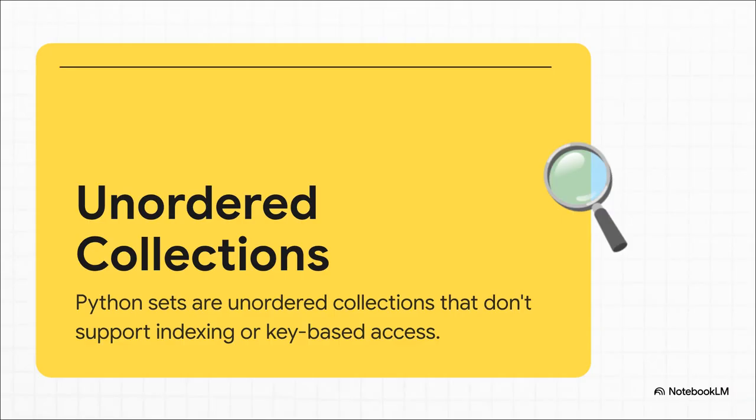And here it is, the big reason why indexing doesn't work. Python sets are fundamentally unordered collections. The best way to think about this is to picture a list as a bookshelf. Every single book has a specific numbered spot, right? You can easily say, hey, give me the book from spot number 3. But a set is more like a bag of marbles. You can't ask for the third marble because there is no first, second, or third. They're all just jumbled in the bag together. And if there's no order, there can be no index.